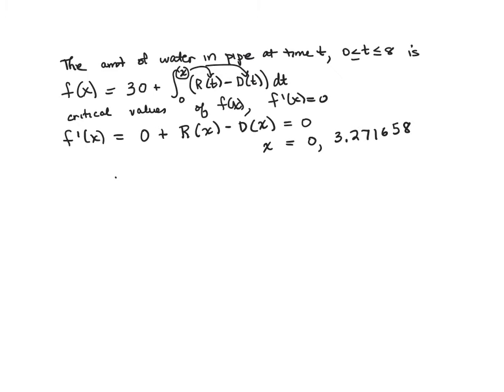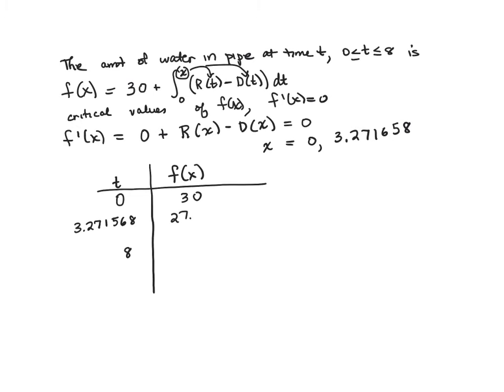Now we use our closed interval test, and this is all on the calculator, which I will do for you. 3.271568, and I'll show you how to store this. And then 8. This is the only critical value in the interval, and we're going to substitute that directly into f of x. I'll do that on the calculator, but the answers we get are 30, 27.964561, and 48.543686.